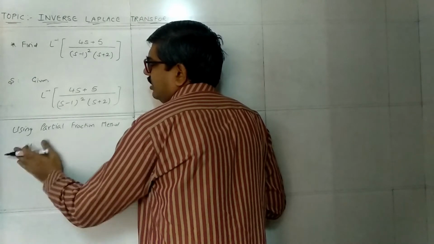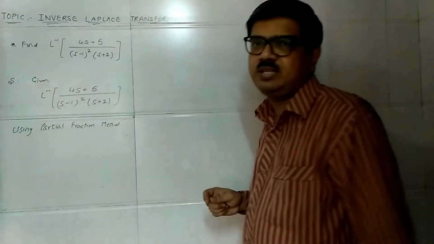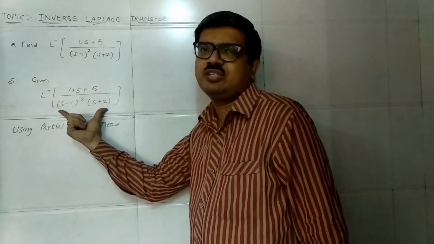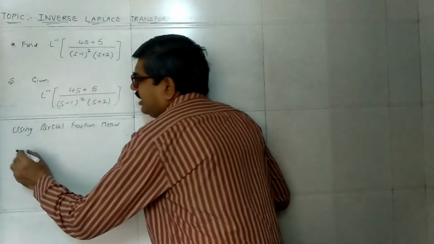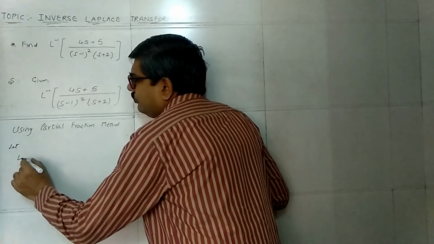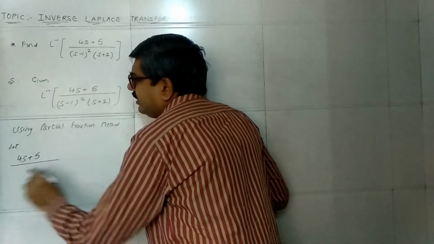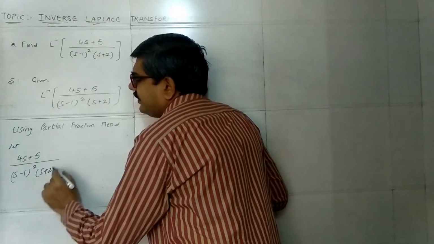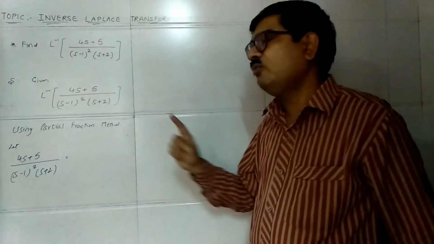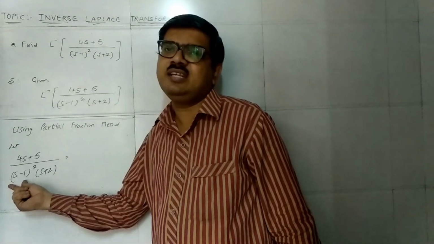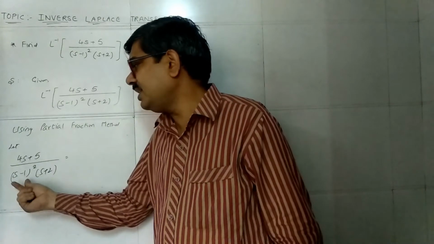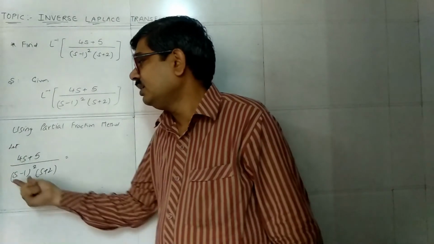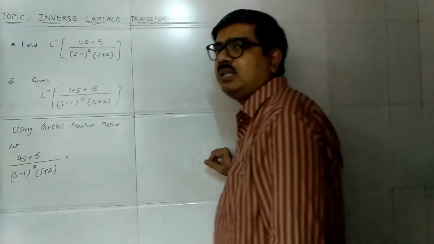When you take partial fraction method, don't consider the Laplace inverse term, only consider the fraction which is inside the brackets. So we'll take only, let (4s + 5) upon (s minus 1) whole square into (s + 2) is equal to. Now whenever a repeated linear factor is given in the denominator, repeated means (s minus 1) whole bracket square, the square or cube or greater than 3, then how we have to write the partial fraction?